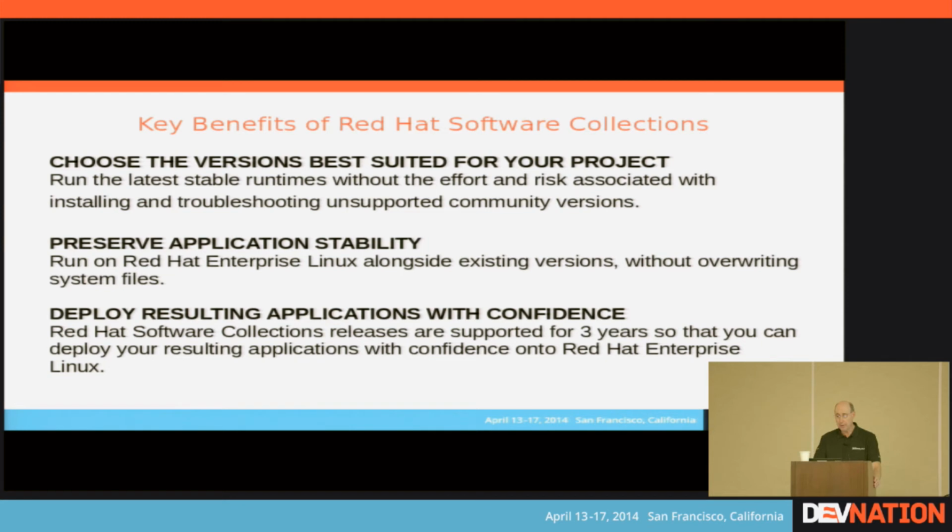The key benefits of using the components in Red Hat Software Collections: you can choose the latest stable runtimes without the effort and risk associated with installing upstream unsupported community versions. A lot of people wanted to use newer versions of some of these languages and databases, so they would take the upstream versions and run them. You don't have to do that anymore. You can get them right from Red Hat with full Red Hat support.